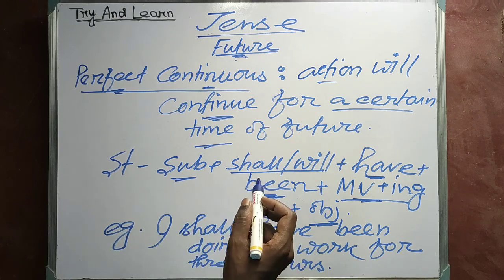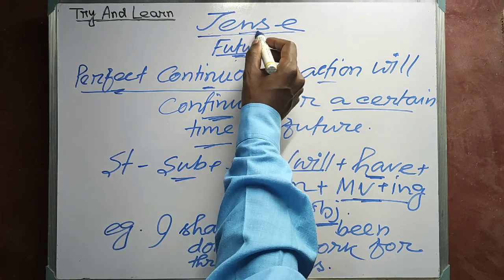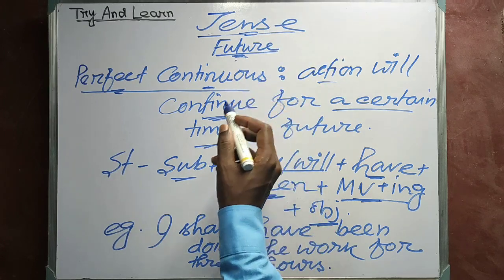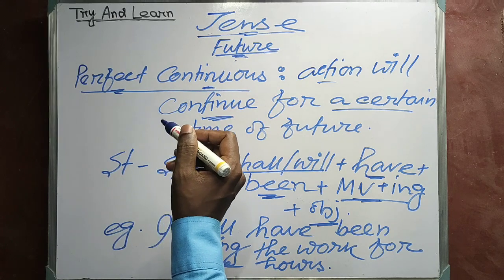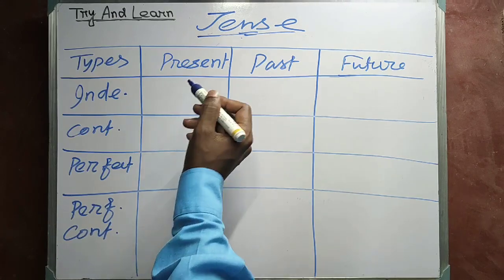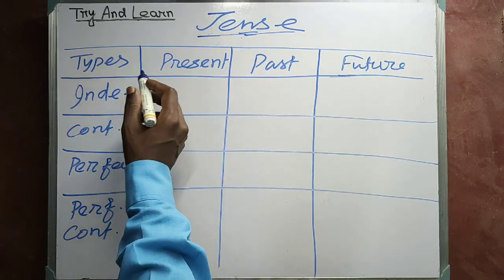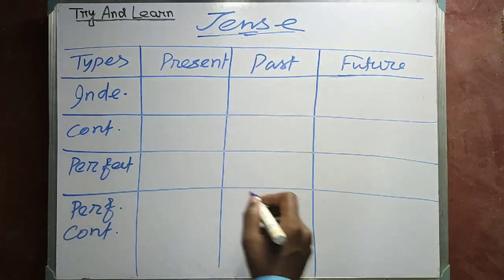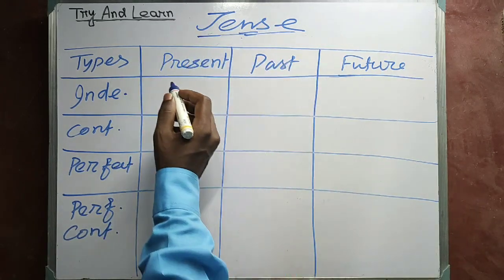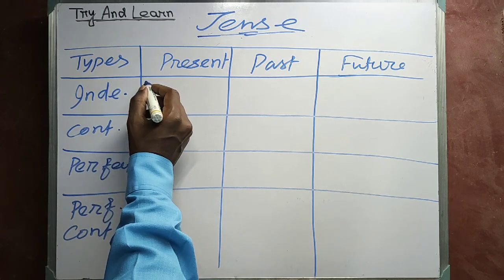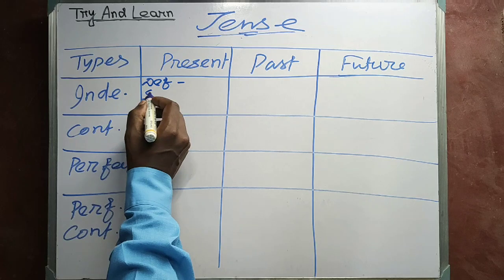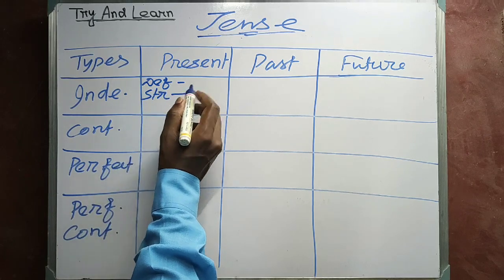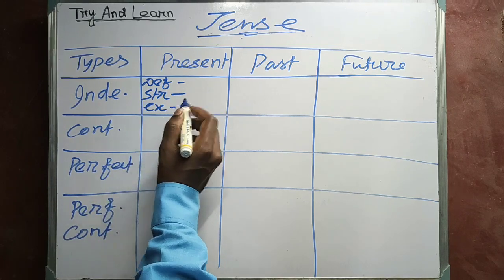So this is all about the tense and their kinds. Now I suggest you make a chart this way on a full-size art paper. First here will be the definition, then the structure and example.